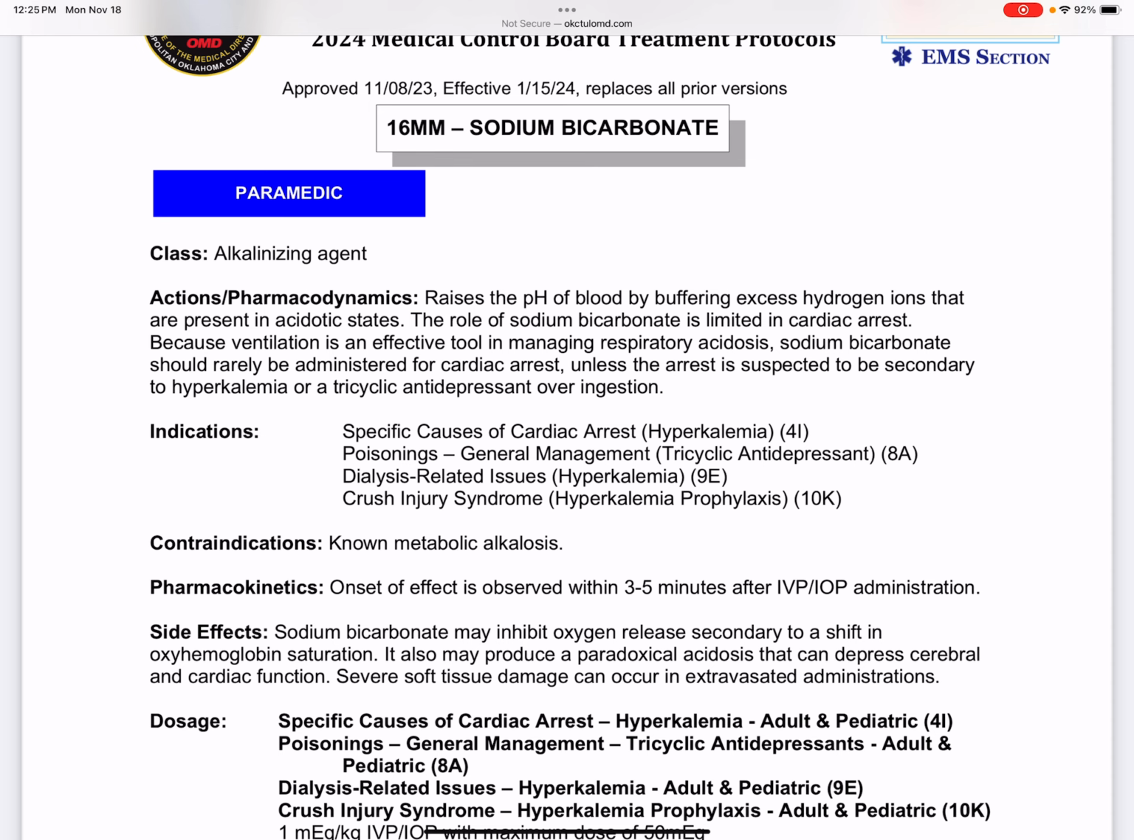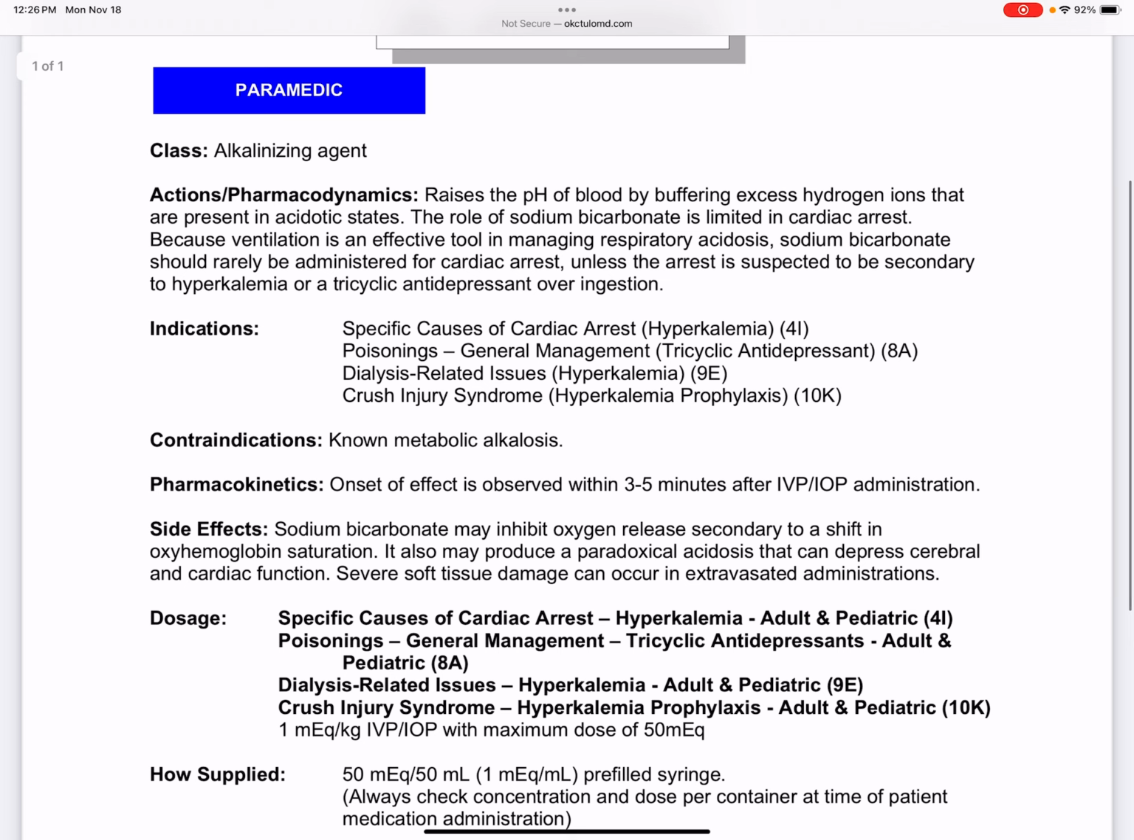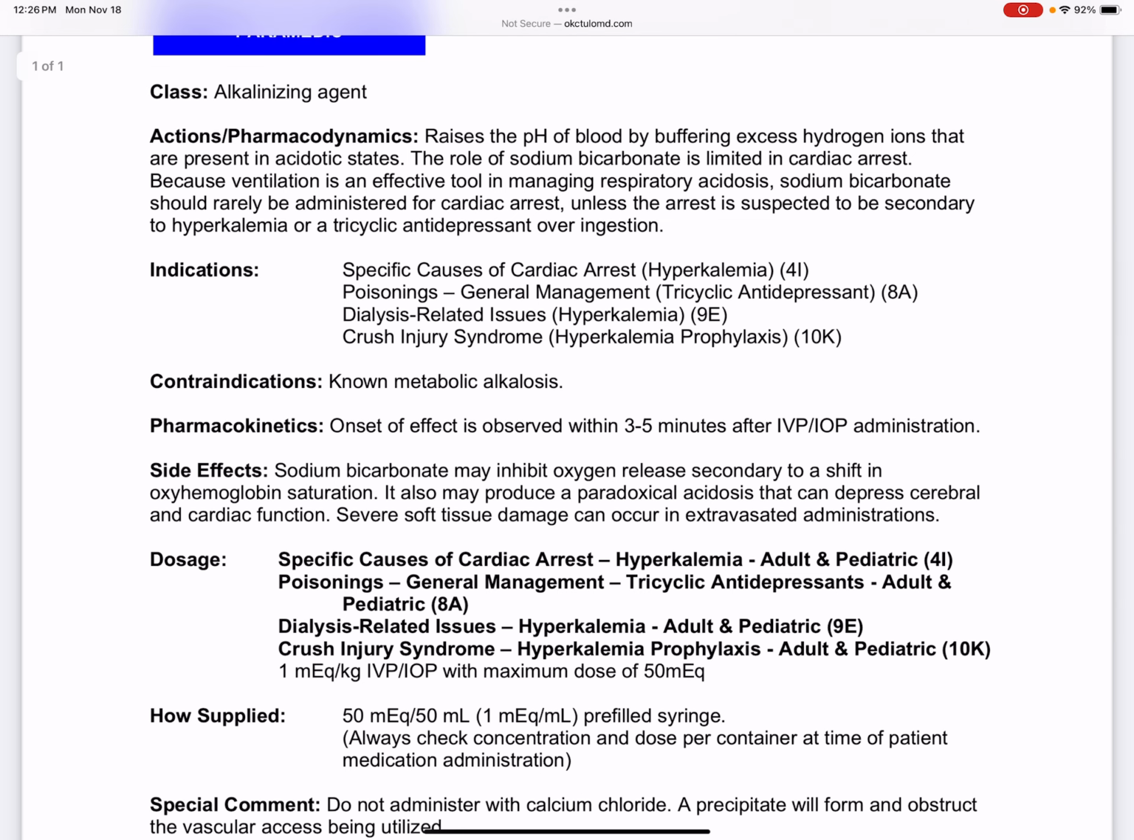Because ventilation is an effective tool in managing respiratory acidosis, sodium bicarbonate should rarely be administered for cardiac arrest, unless the arrest is suspected to be secondary to hyperkalemia or a tricyclic antidepressant overingestion. So we used to do that all the time. For those of you that have been medics for a little bit, we gave sodium bicarb on all these cardiac arrests. Well, we're not doing that anymore.